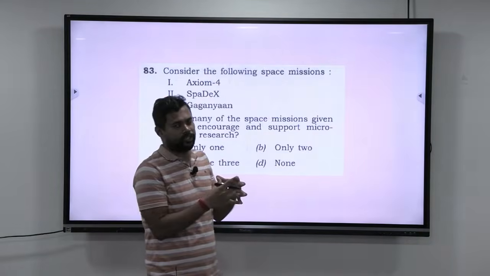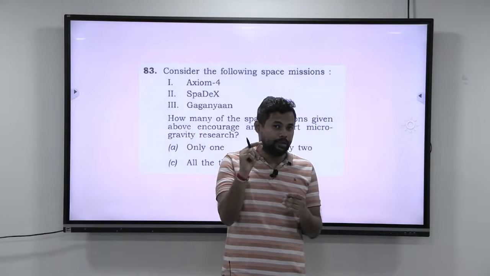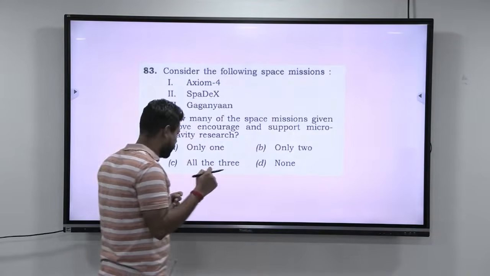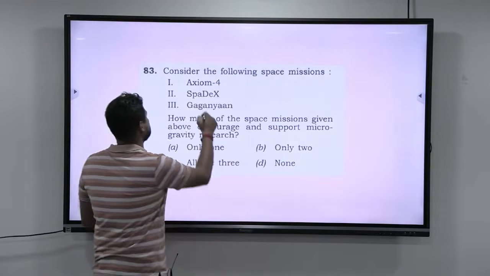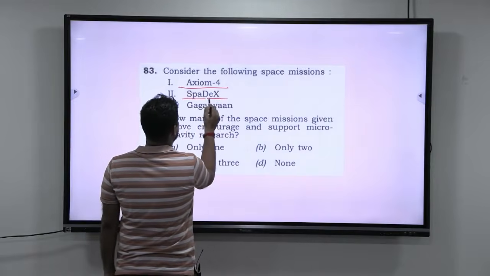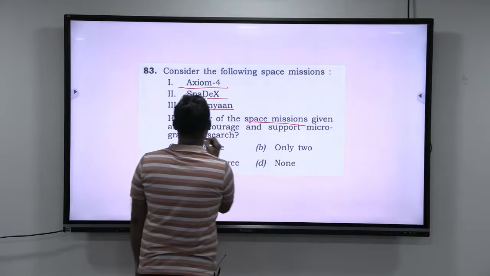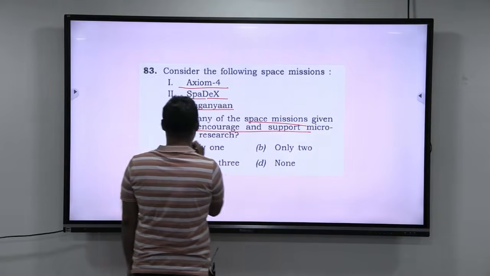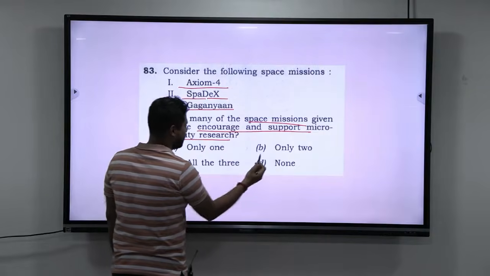Let us move on to this question. Again, this question appears to be simple, but look at it carefully. There can be some tricks played by UPSC. When the question is very simple, there will be something there. Look at this. Consider the following space missions: Axiom 4, DEX, that is the space docking experiment, and Gaganyaan. How many of the above space missions encourage and support microgravity research? A, only 1; B, only 2; C, all the 3; and D, none.